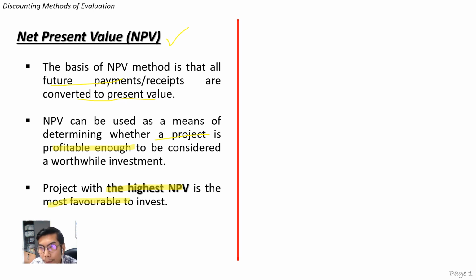Just now in the previous video I mentioned the selection rule for NPV, that we're going for an NPV value that is more than zero, which means positive. So if both options that we have are positive, we go for the highest. Okay, so that's NPV.